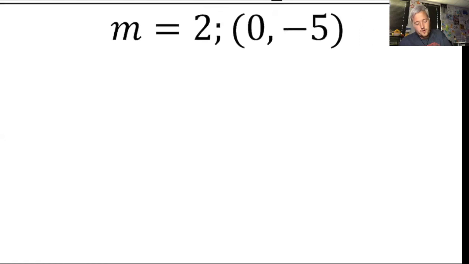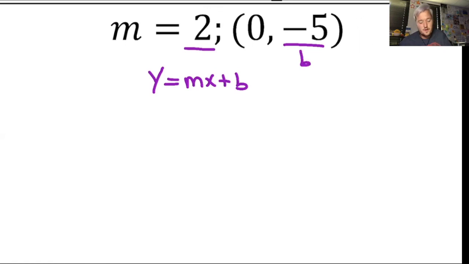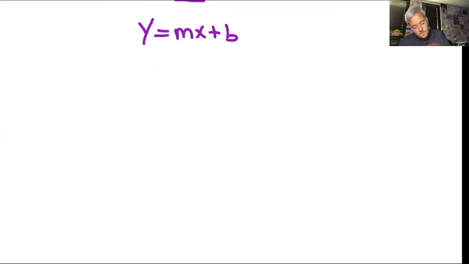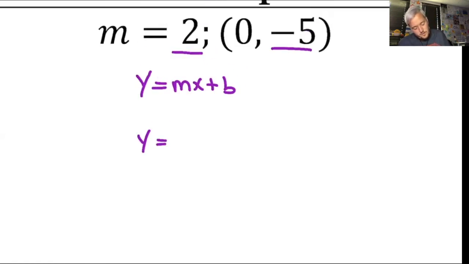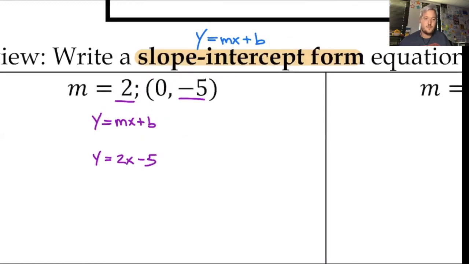As mentioned before, slope-intercept form is just y equals mx plus b. So we have our slope, and we have our b value written here. So the equation here is just going to be y equals 2x minus 5. So that's your first equation.